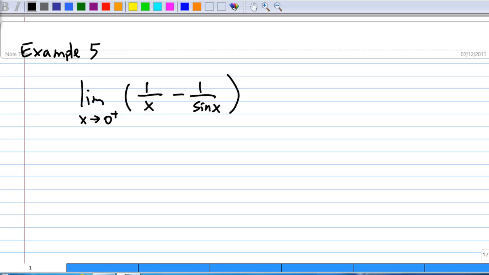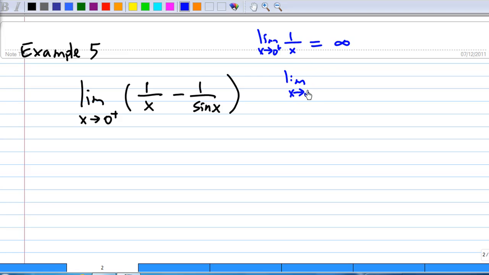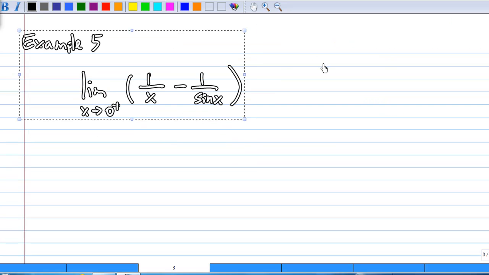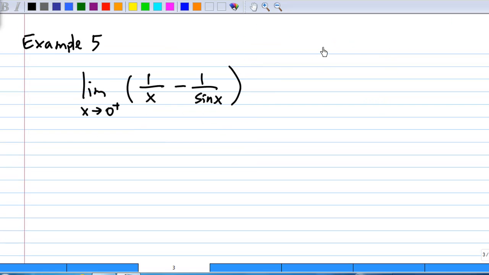Limit of x goes to 0 plus, 1 over x minus 1 over sine x. Notice that when x goes to 0 plus, 1 over x goes to infinity. When x goes to 0 plus, you also know that the limit of 1 over sine x also goes to infinity. This is why we know that this is the case where you have infinity minus infinity. Let's look at how we solve this problem.